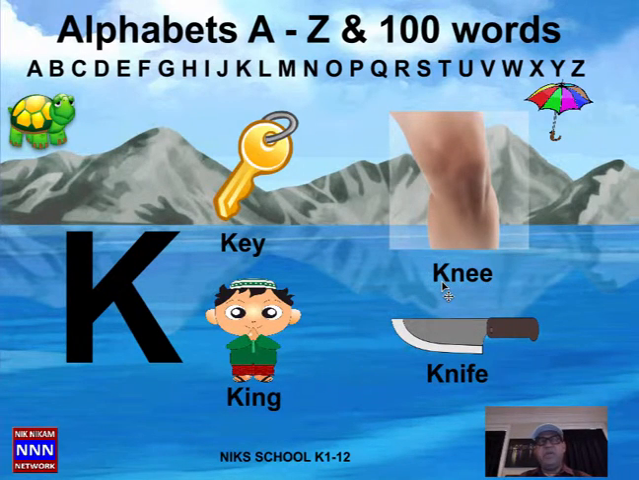Sometimes the letter becomes silent. You can't hear the sound. It looks like just "knee." But there is a letter called K. That is a knee. You'll learn about that later on. Don't worry about it. King.